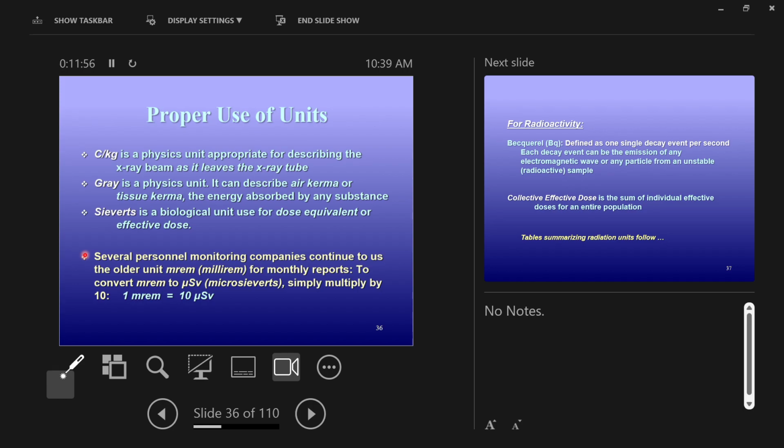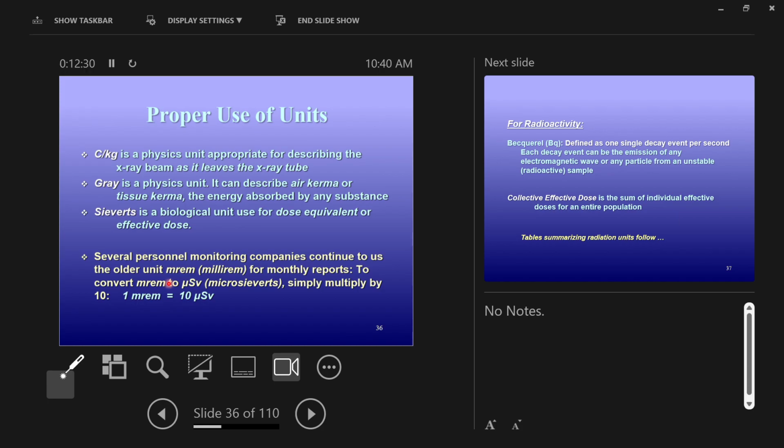Again, this is just like converting kilometers per hour to miles per hour. There's not a one-to-one relationship there. There is not a one-to-one relationship between gray and rad. The way the book would like you to remember this is how to convert from millirem to microsievert. And that's a 1 to 10 relationship.